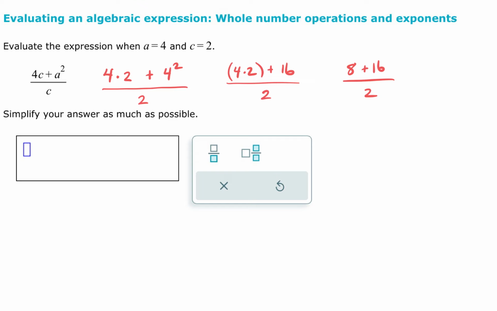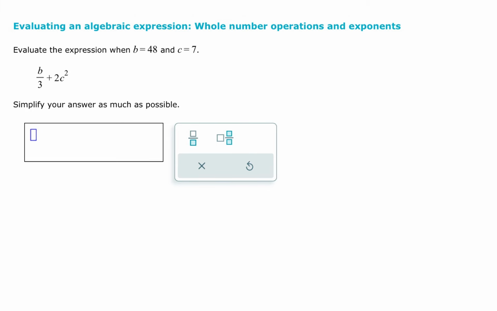So for this problem, I'm going to finish the 8 plus 16, which is 24. Then I'm going to put it over 2, and now I'm going to divide 24 divided by 2, which is 12.